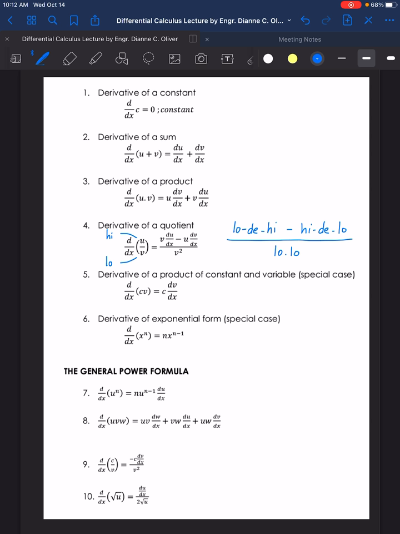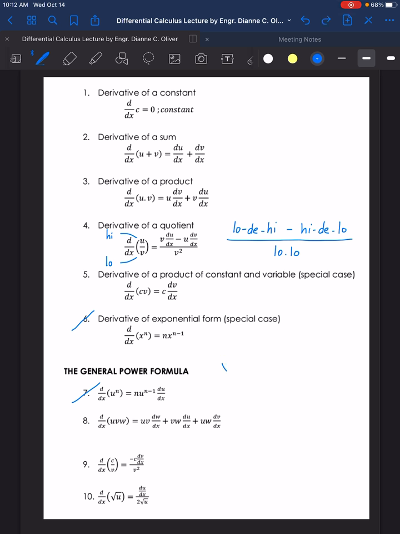Okay, for number 6. It is again another special case. Now, to understand number 6 here, we will first study what is formula number 7. So, this is the general power formula. For the general power formula, you have there a term u raised to the power of n. So, u here could either be x or as complicated as x squared plus 2. That could be the u.